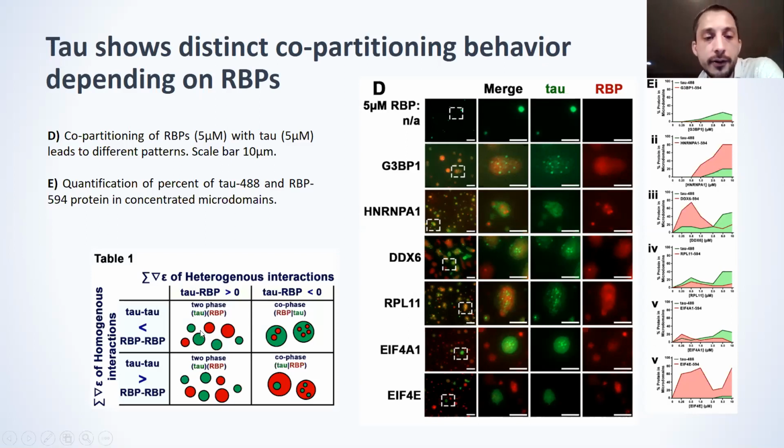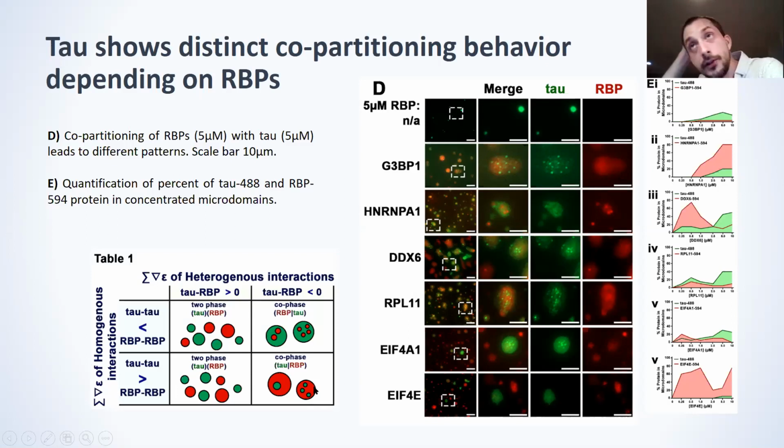And we believe that this is a function of the energetics of the heterogeneous and the homogeneous interactions. You have to have favorable heterogeneous energetics for the two proteins to co-phase separate. But the strength of the homogeneous interactions defines whether or not one protein will form concentrated microdomains inside another, or if it's the other way around.